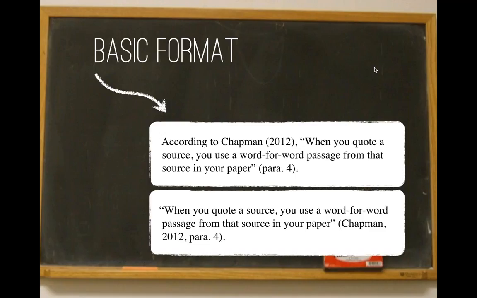And the second example is another way to create an in-text citation. We don't have a signal phrase. Instead, we put the author's last name, the year, and the page or paragraph number at the very end of the quote. Either format is acceptable. You'll see that in both of the formats, we're including those three pieces of information: author's last name, year of publication, and paragraph or page number. So that's what you need in your in-text citations.